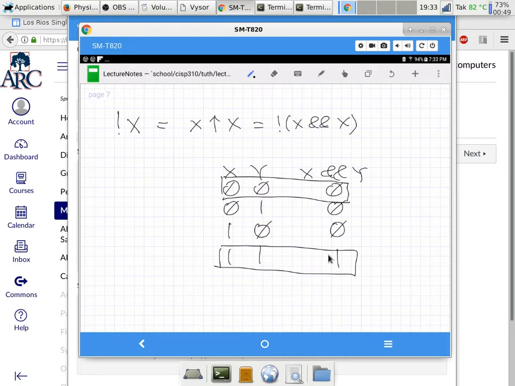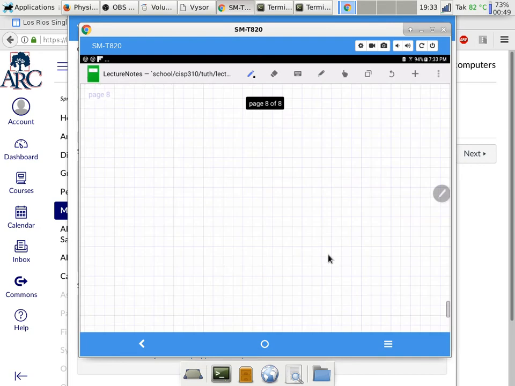Okay, so are we cool here? The negation of X is X NAND X. Okay, what about AND? In other words, this is what I want, but I only have NAND. What am I going to do?